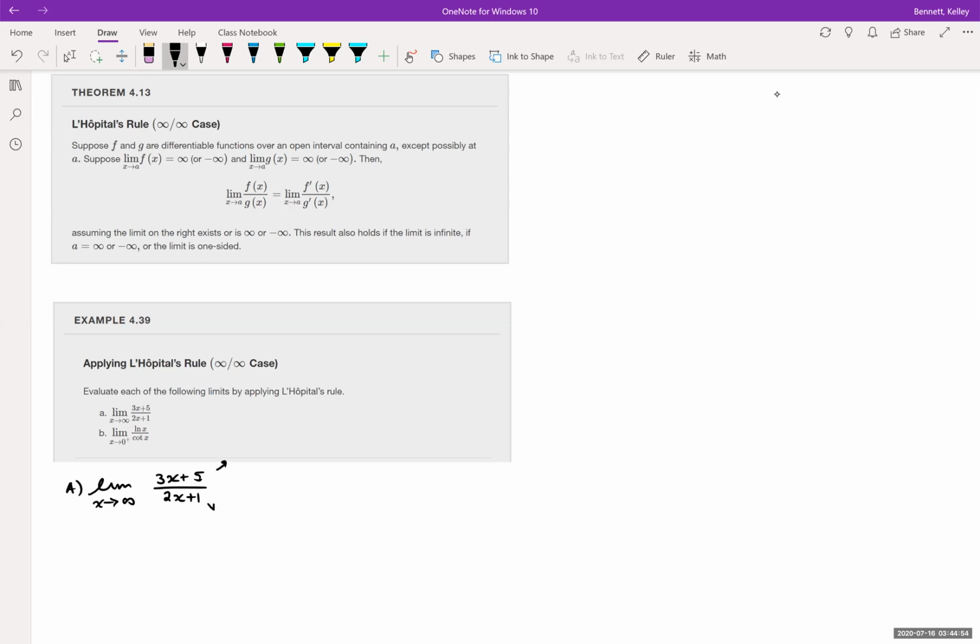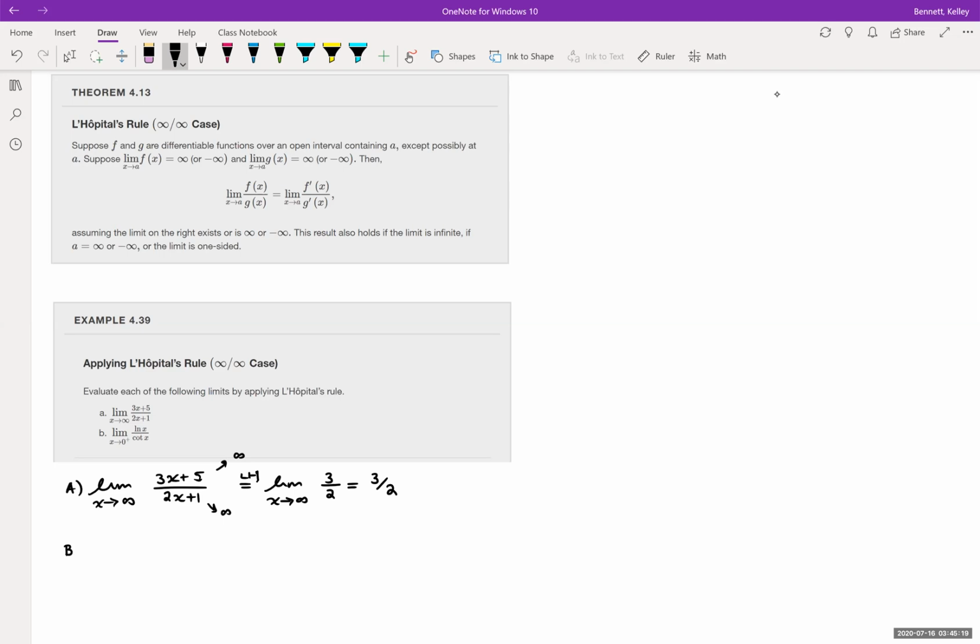As x goes to infinity, these both go to infinity. So we can apply L'Hopital. And we're going to still write our limit notation, but just take the derivative of top and bottom. So it's going to be 3 over 2. The limit of a constant is just the constant.